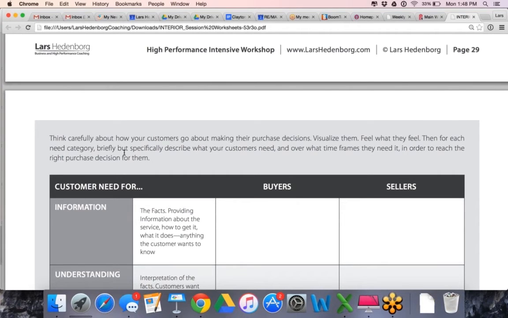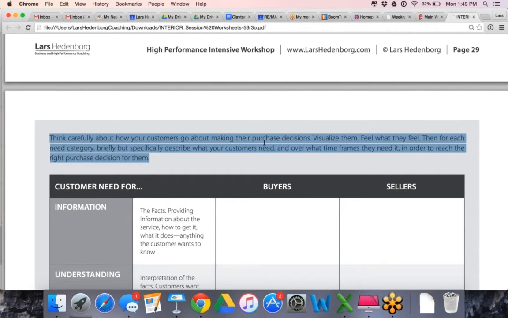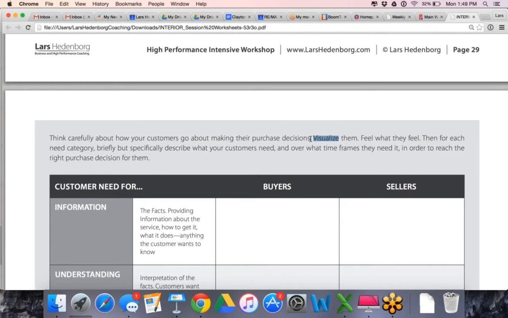I know we don't do enough of this. I know we don't actually think about what it's like to be a first-time buyer. We've sold hundreds of homes. We're on over 1,500 homes. We're not thinking about what a first-time buyer is going through. So you want to visualize that target market. You want to feel what they feel.